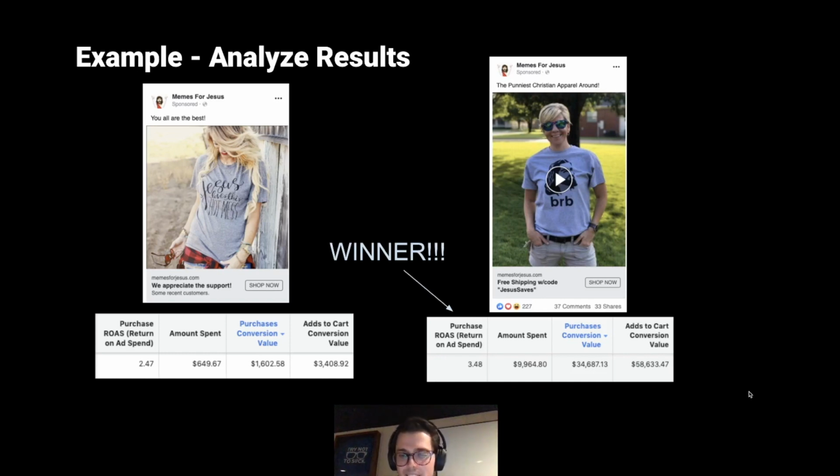So we quickly found out, right, if you're just looking at this, which one was better. Because the one on the left, we only spent $650 on. It did get a 2.47 return on ad spend, which isn't horrible. We spent $649 on the one on the left to make $1,602. The one on the right, though, clear winner. We spent almost $10,000 to make $34,000 at a 3.48 return on ad spend.